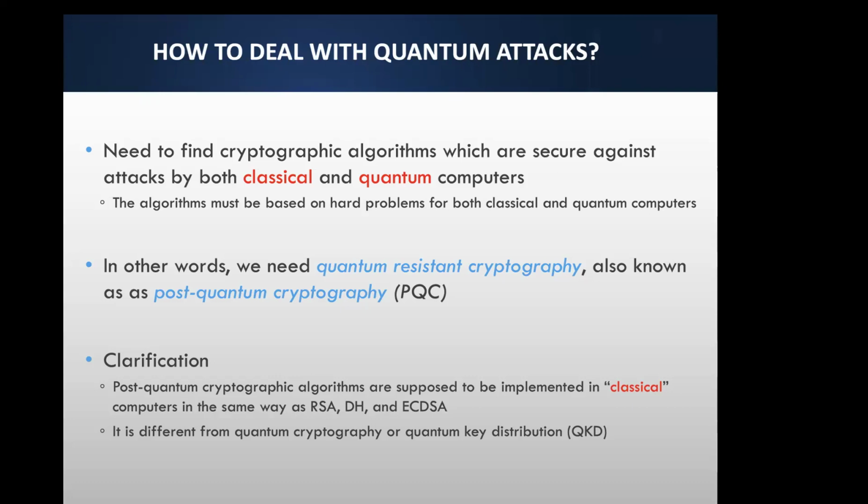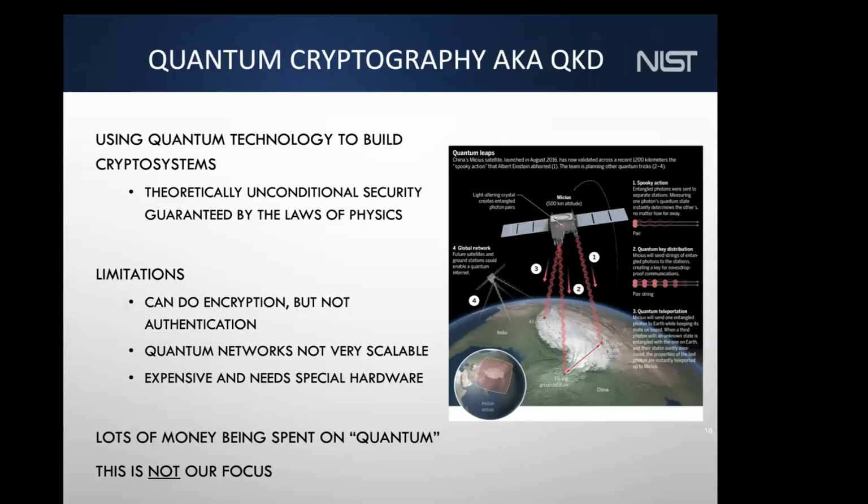One other distinction: I'm using the word quantum, I'm using the word cryptography. There's something called quantum cryptography, but what I'm talking about today with post-quantum cryptography is actually a different subject than what's known as quantum cryptography in the literature. Quantum cryptography is also known by another name, quantum key distribution. And the concept with quantum crypto, or with QKD, is that you are using quantum technology to build crypto systems.